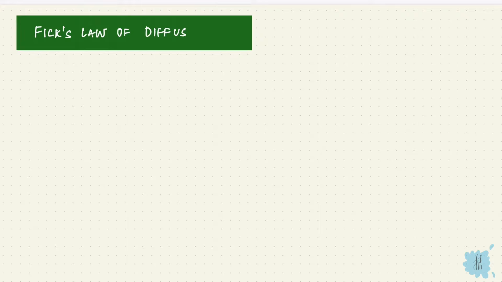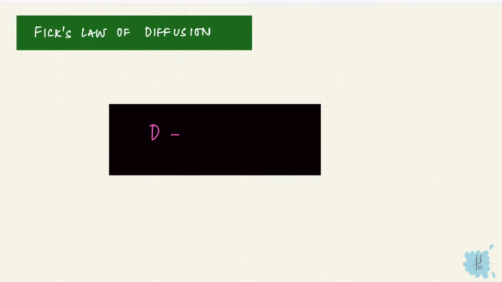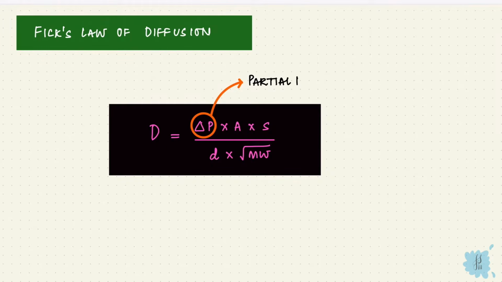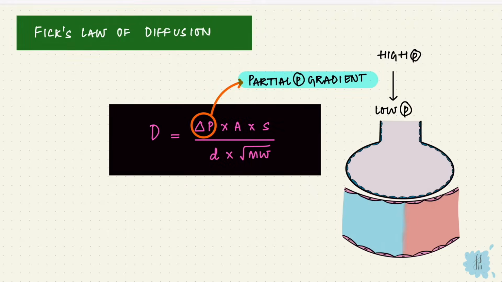From Fick's law of diffusion, the diffusion of a gas depends upon the difference in pressure, which is a pressure gradient, the cross-sectional area, the solubility of the gas, the distance that the gas has to travel or the thickness of the membrane, and the molecular weight of the gas. Gases move along a partial pressure gradient, from high pressure to low pressure. So the partial pressure of oxygen is higher in the alveoli than in the capillaries, so it diffuses from alveoli to the capillaries. And carbon dioxide is the opposite. It's higher in the capillaries and lower in the alveoli, so it diffuses from the capillary to the alveoli.